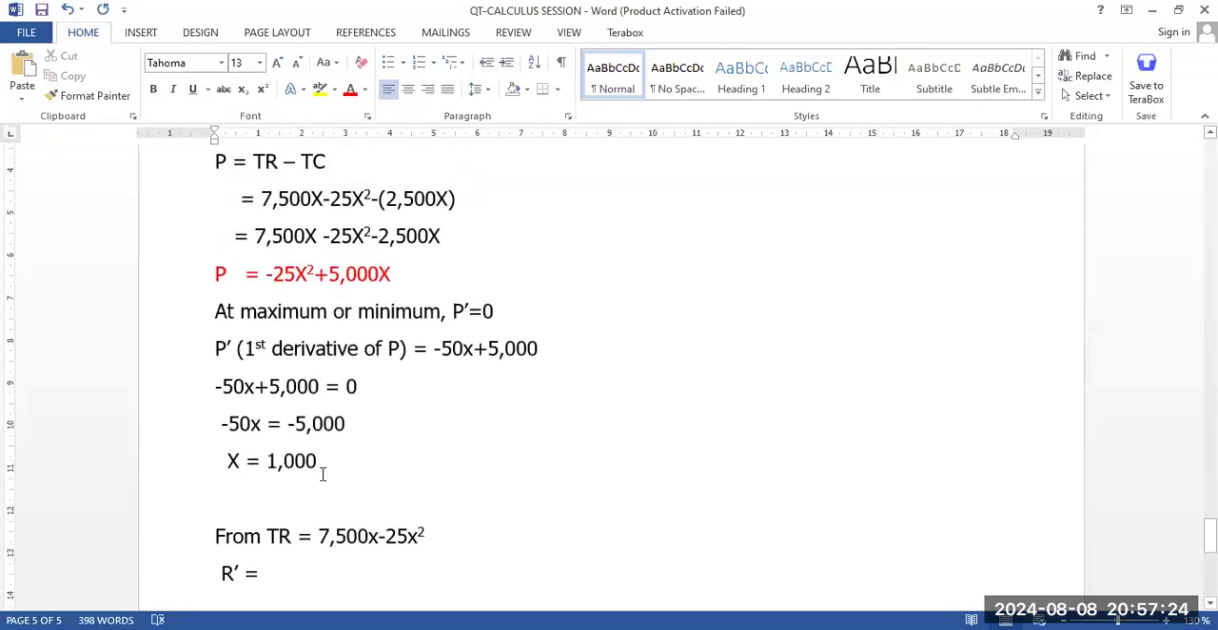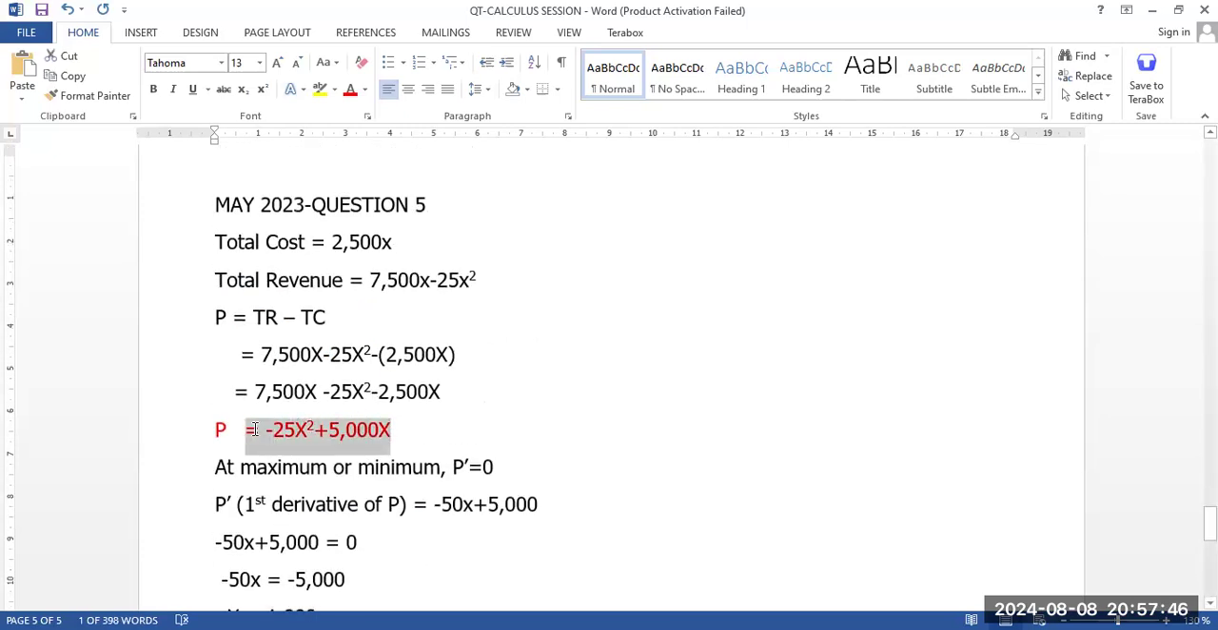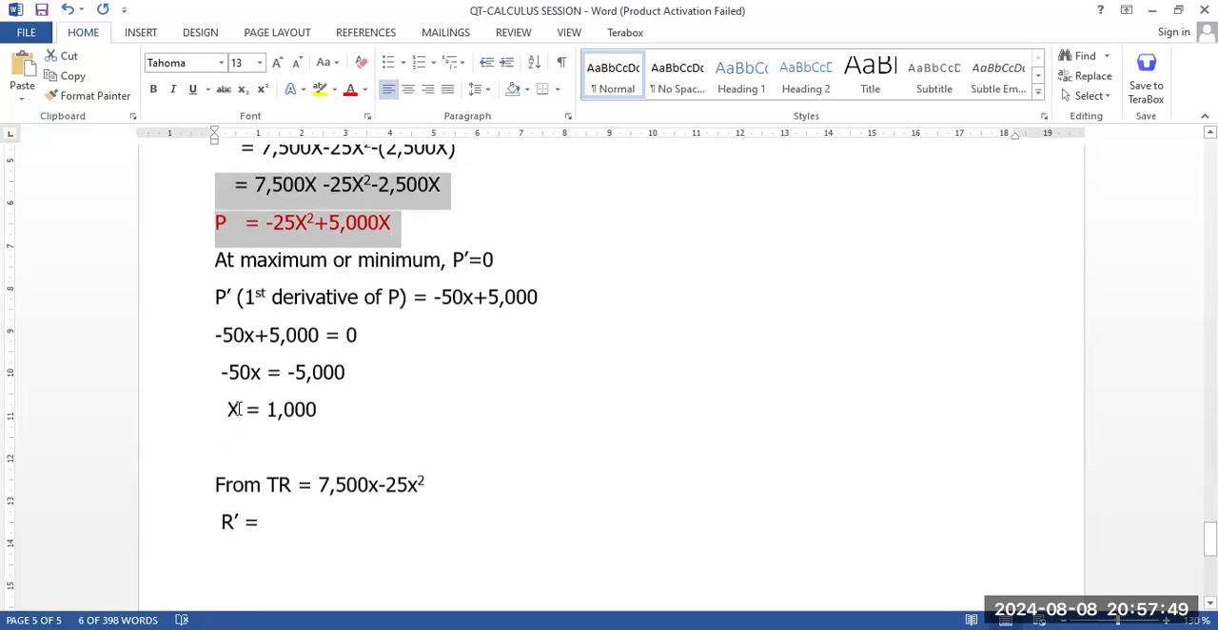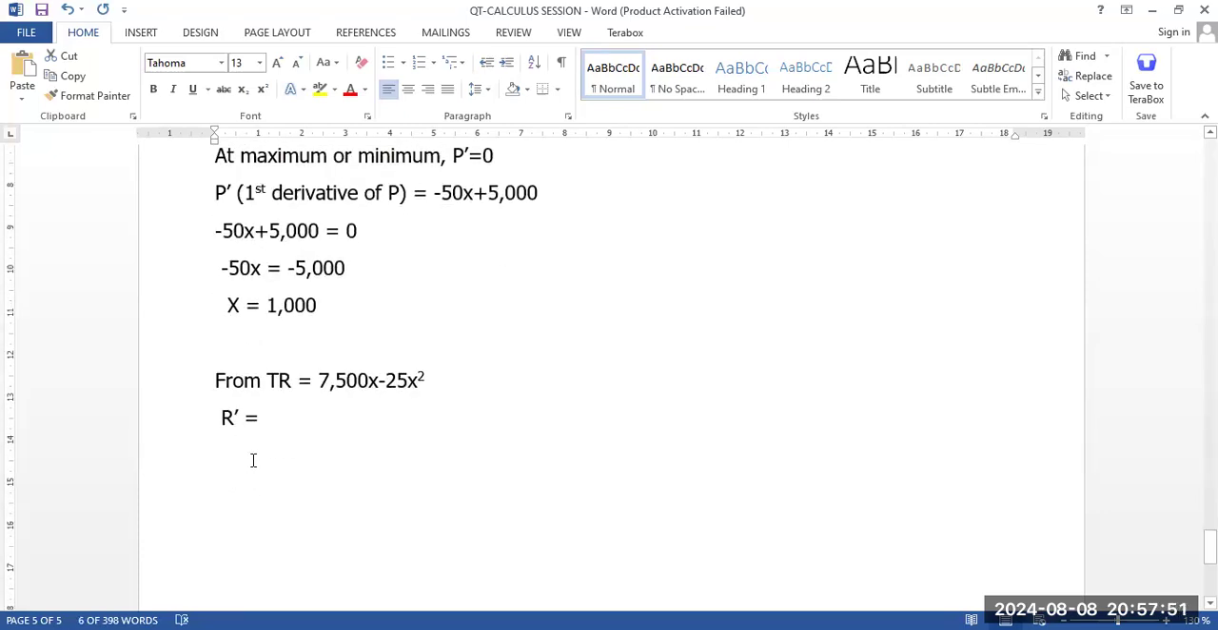Because here you are getting the number of tractors that can maximize what? Profit. But here we need maximum revenue. We don't need maximum profit. If at all we were looking for maximum profit, we get this figure and substitute it in this function. But since we are looking for maximum revenue, you need to differentiate your total revenue function, equate it to 0, and again look for the value of x.